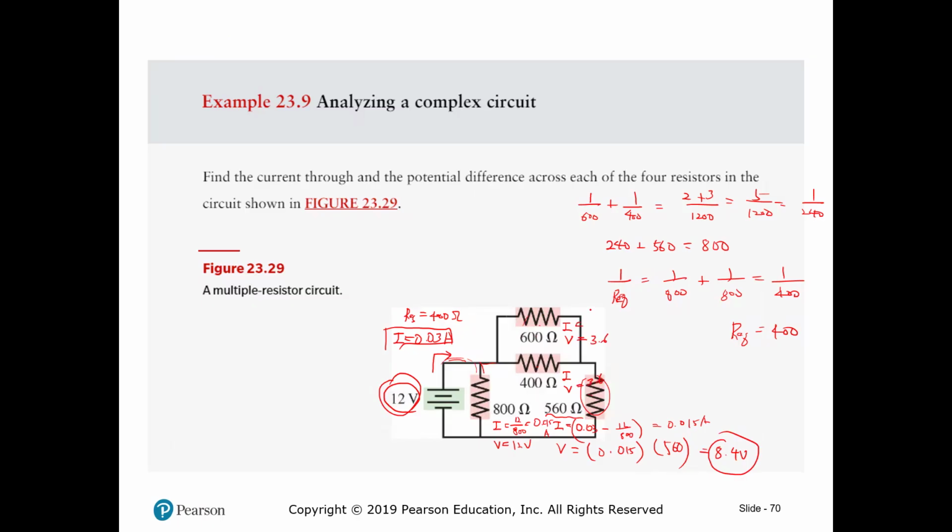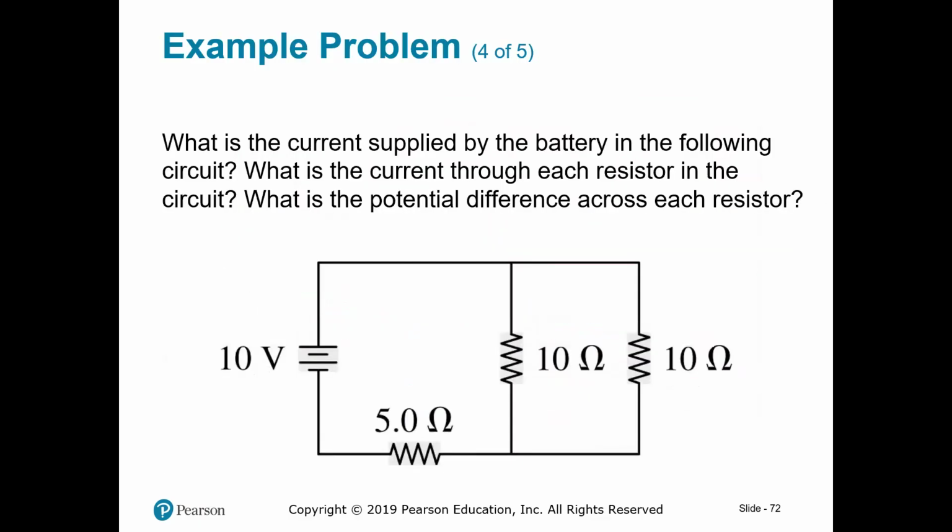So then your I is going to be 3.6 divided by 600 here. Your I here is 3.6 divided by 400. So this is actually how you find all current and voltage across each resistor, right? And then next one, same, right?